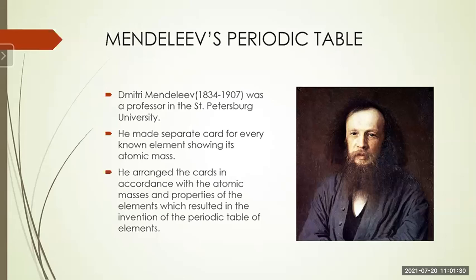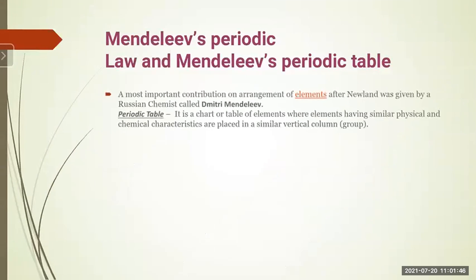Now, Mendeleev's periodic table is the most important step in the classification of elements. So, Mendeleev considered the fundamental property of an element, namely the atomic mass, as the standard. What he has considered? Atomic mass as the fundamental property. So it was the most important contribution on arrangement of elements after Newlands, given by a Russian chemist, that is Mendeleev. Now let us study some terminologies.